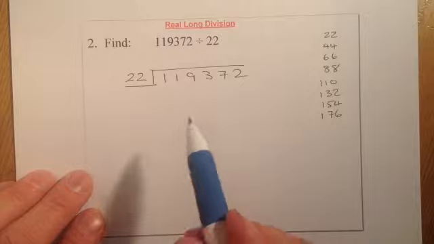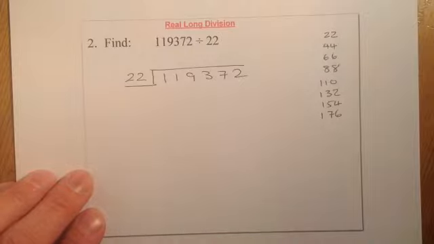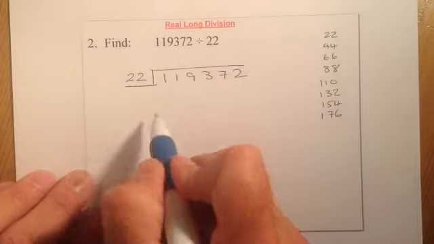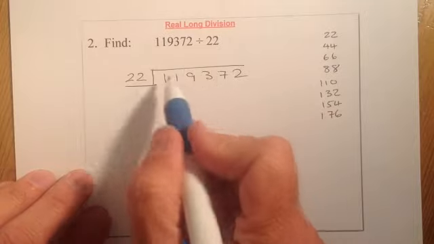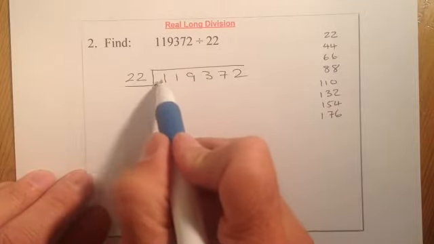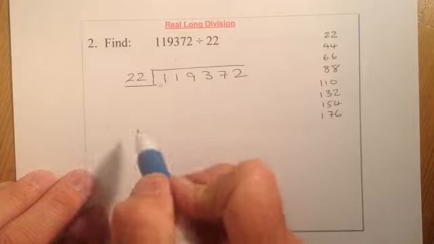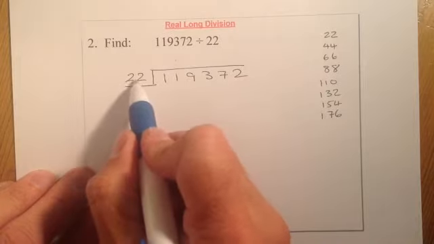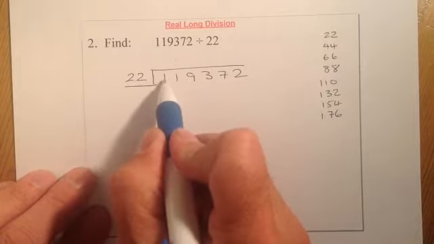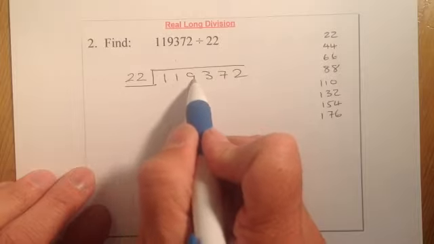Okay, so first thing that we're going to do is work out 22 into 1. Well, that goes 0, so I can put a 0 up there. 22 into 11 would also go 0. The one I'm working with first of all is 22 divided into 119.